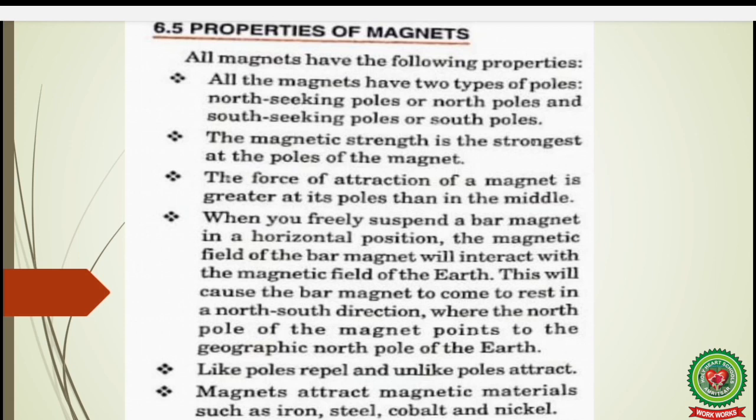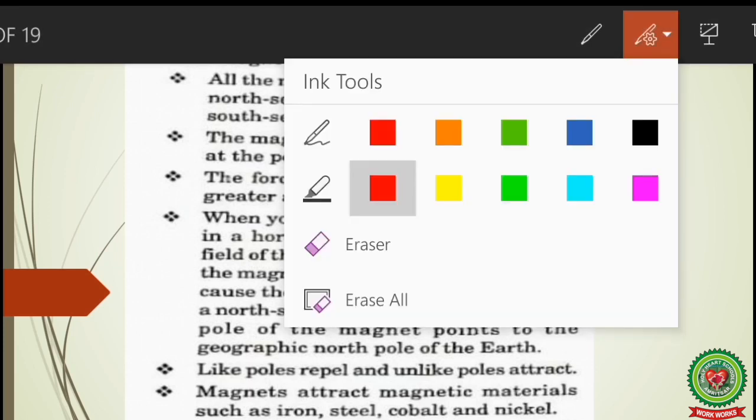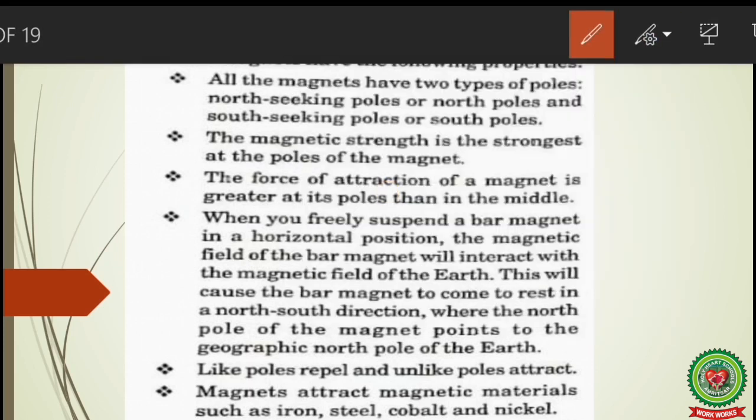Students, let's read the topic for better understanding. Properties of magnets. All magnets have the following properties. Number 1, all the magnets have two types of poles. North-seeking poles or north pole and south-seeking poles or south pole. Regardless of the shape, all magnets have two poles, that is north pole and south pole.